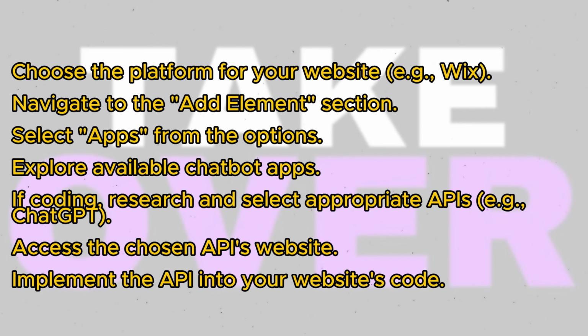You'll navigate to the Add Elements section, then select Apps. Here, you'll find various apps that enable you to add chatbots to your website with ease.